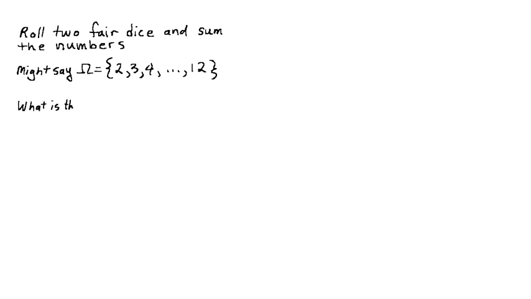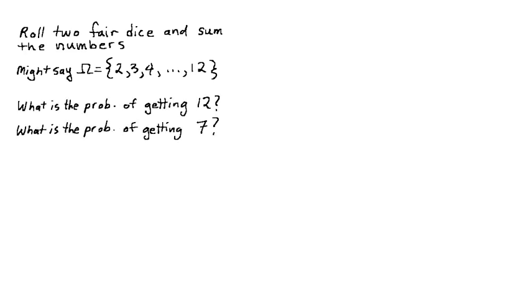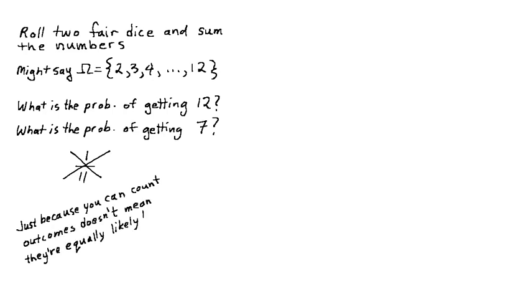and then are asked for the probability of getting a 12 or the probability of getting a 7, we might look at omega and decide that the answer in both cases is 1 over 11, which is wrong. In this case, we've fallen prey to lazy thinking. Just because we can count the outcomes in omega doesn't mean they're equally likely to occur.